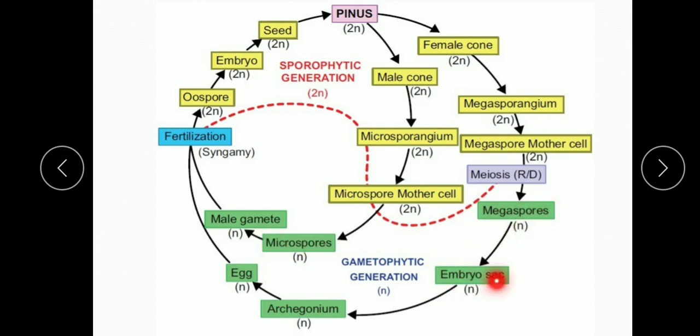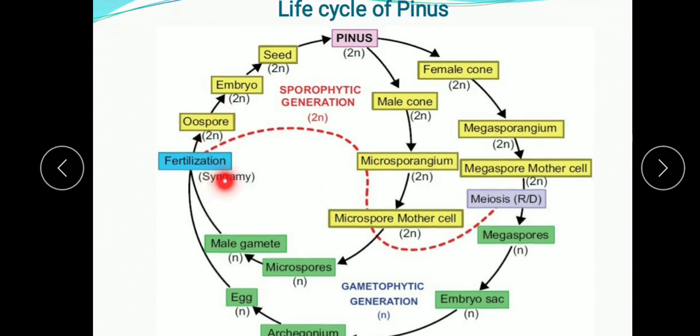These spores develop further, and they form the male and female gametes. As the male and female gametes fuse, the diploid oospore is formed, and the gametophytic generation is now over. Now the sporophytic generation starts after the formation of the oospore, which is the diploid one, that is the zygote. Now this develops into the embryo, and further it develops into the seed.